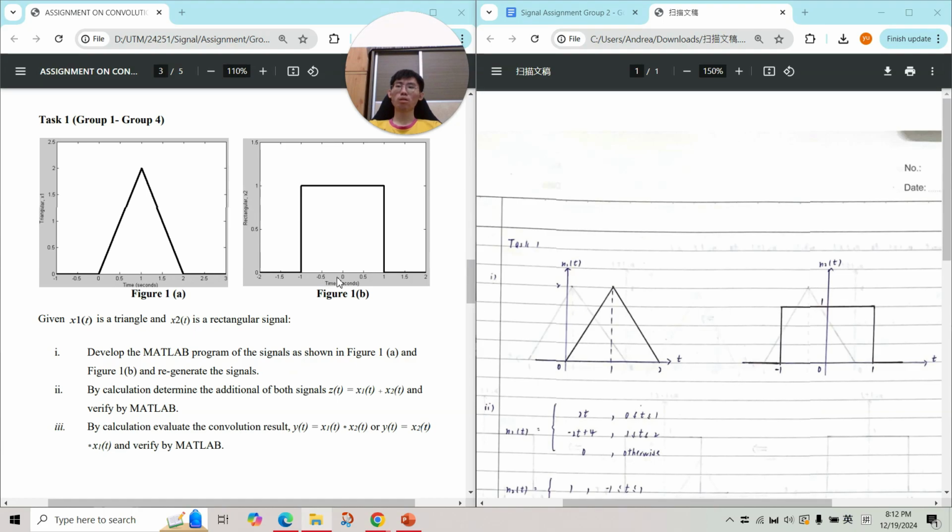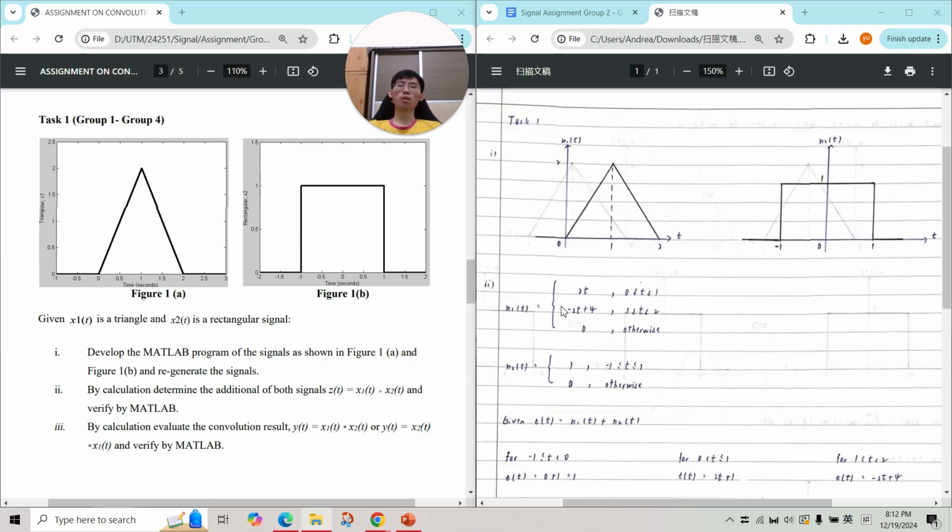Salam sejahtera dokter. Our group is group 2, and for task 1, given that x1(t) is a triangle signal and x2(t) is a rectangular signal, we write them into unit step functions.